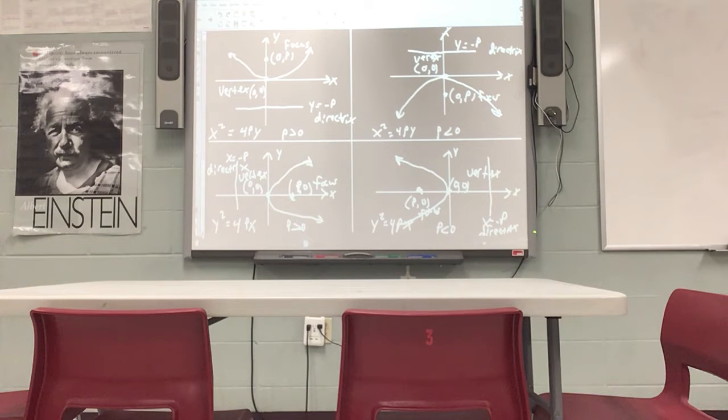When we get this chart copied and finished, on the next page, I kind of summed it up. Well, I think the next page makes more sense, I guess is what I'm trying to say. x squared equals 4py. That's it.